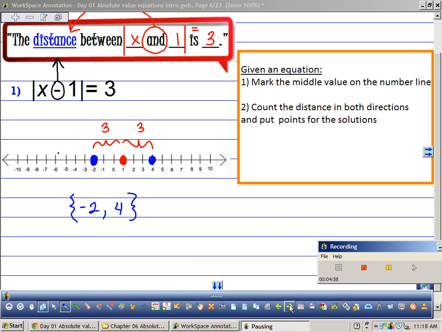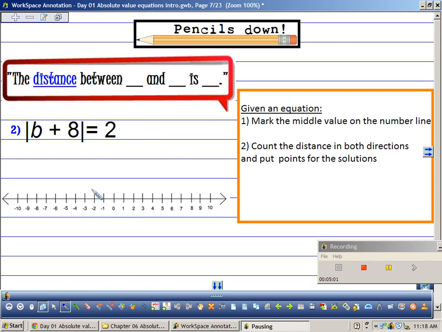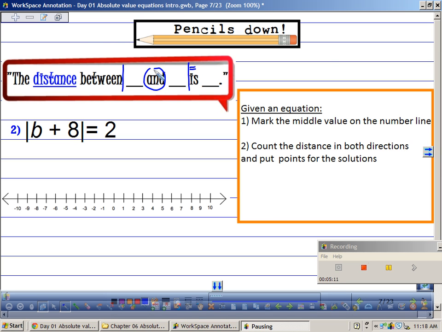Okay, now that you've had a chance to write all that down, let's look at another one. Pencils down again. So this one says the distance between something and something is, this is my equal sign, my absolute value. The and means the distance. Distance means, class, difference. Good. This is the negative sign. Well, this doesn't have a negative sign. Does plus mean difference? Does that mean the distance between B and 8? It does not. That means B and 8 added together, right? So I need to change this.